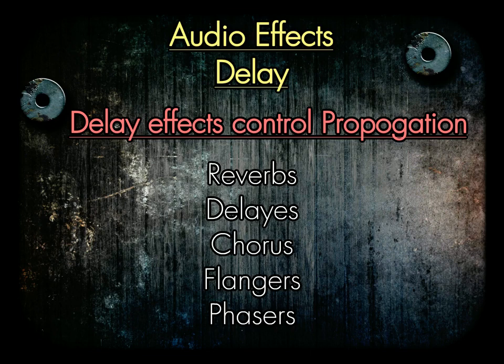We can use these effects to create a sense of space, a sense of room in which the instruments are played in. Effects in this category are reverbs, delays, choruses, flangers, and phases. Here is an example of a reverb effect. Notice the difference in the overall sound of the processed track and the unprocessed track. First, let's listen to the drum track with reverb.